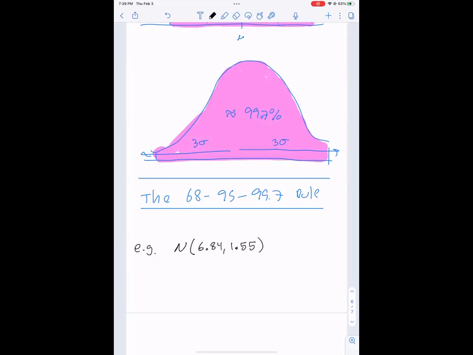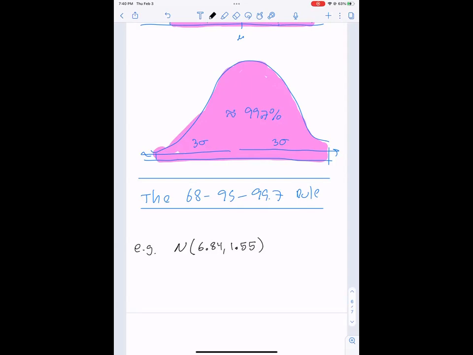Now, this notation, capital N, parentheses, 6.84 comma 1.55. I'm giving 3 pieces of information in this notation. Who would like to guess what 3 pieces of information I am providing when I use this notation here? The mean and the standard deviation. What's the mean?